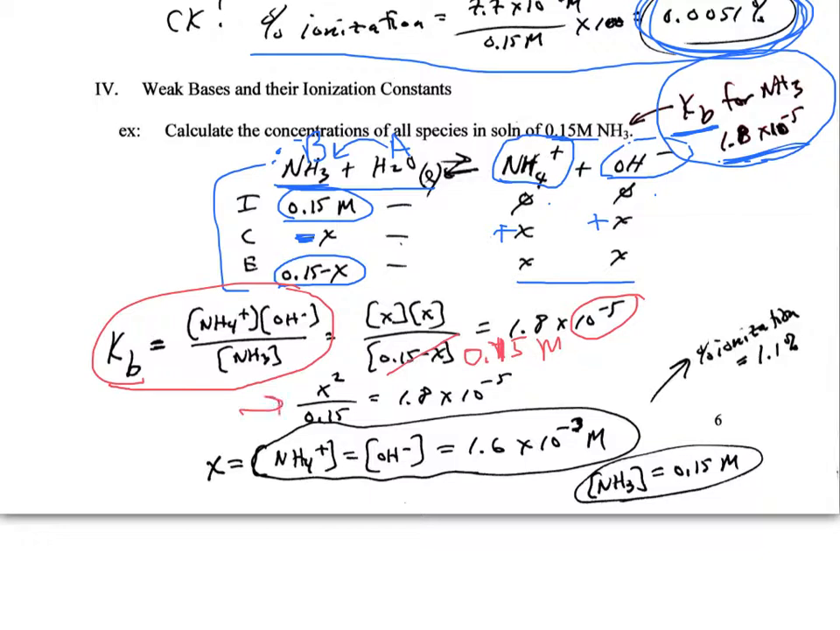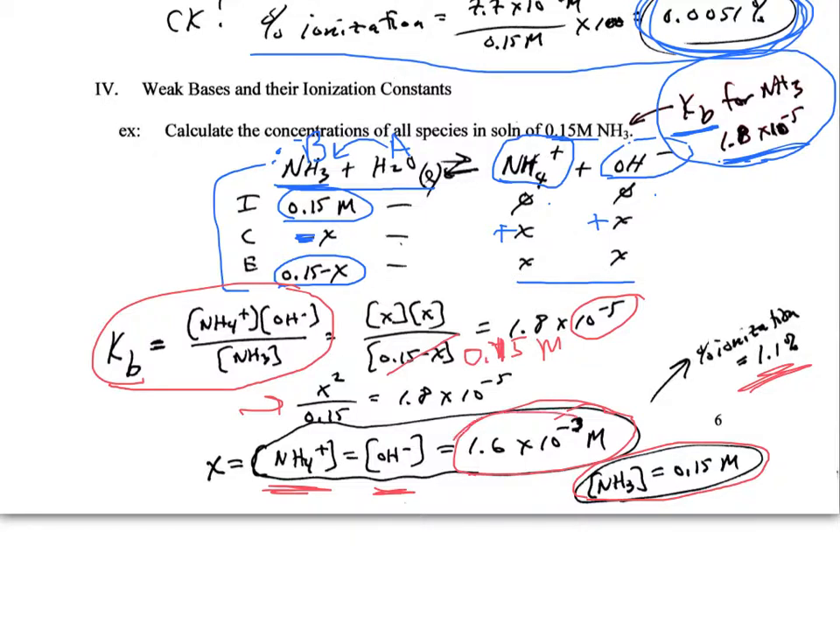0.15. Do the algebra. So your ammonium and your hydroxide ion concentrations will be 1.6 times 10 to the minus 3. Do the 0.15 minus x, and you essentially end up still getting the 0.15, right? This guy's 10 to the minus 3. And then calculate your percent ionization. I'll let you do that on your own, but you should be able to confirm that you get 1.1% ionization.